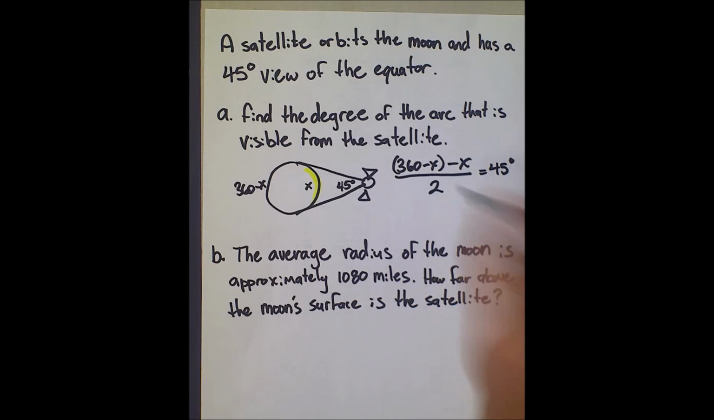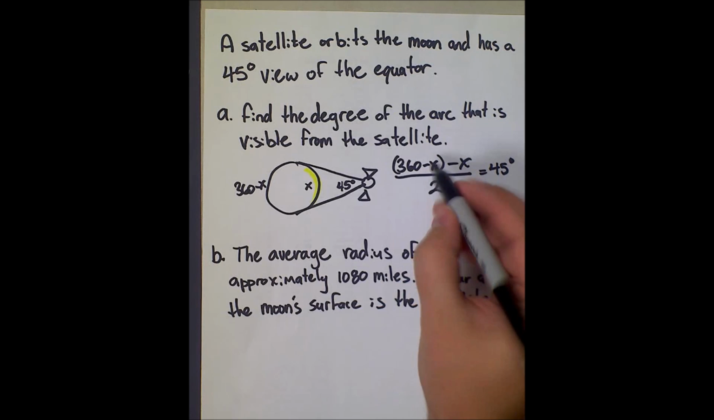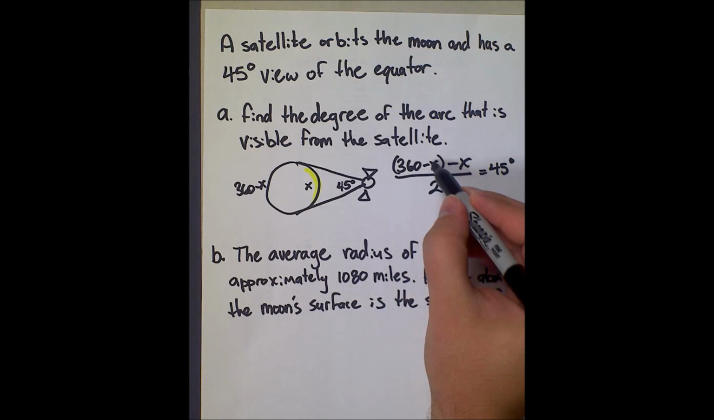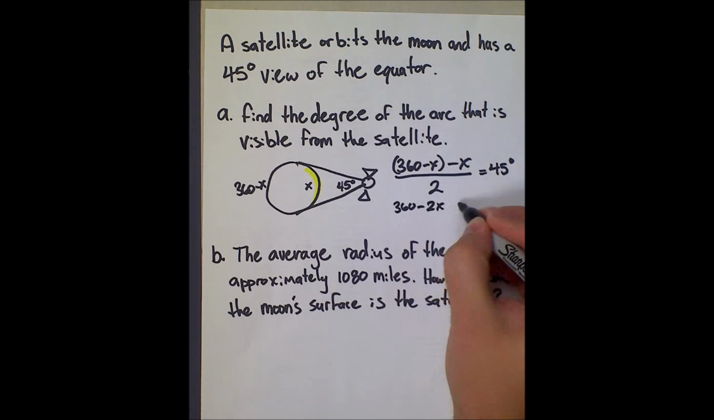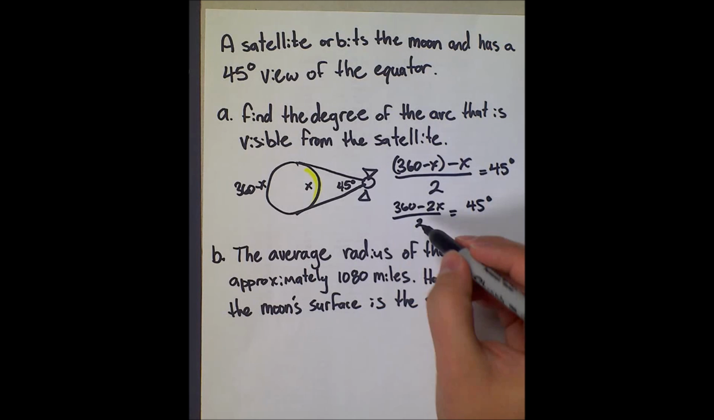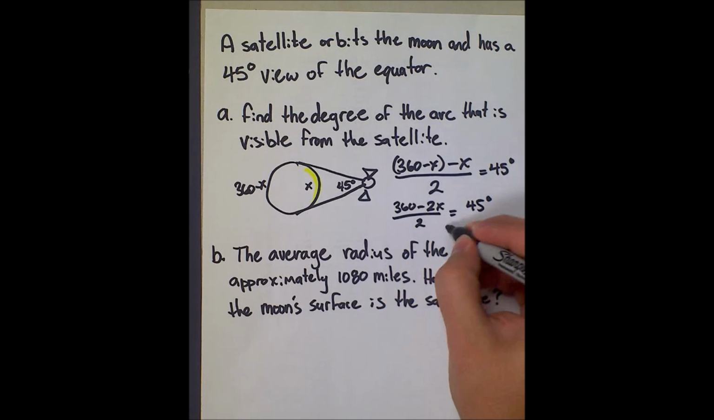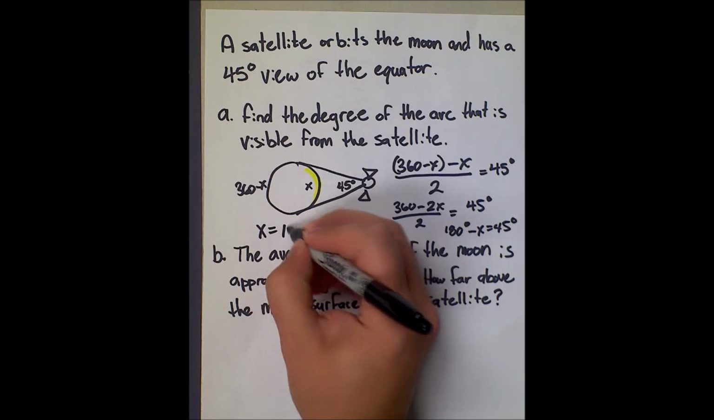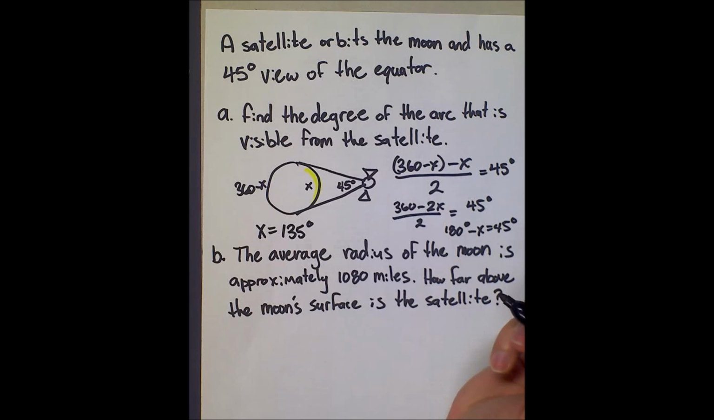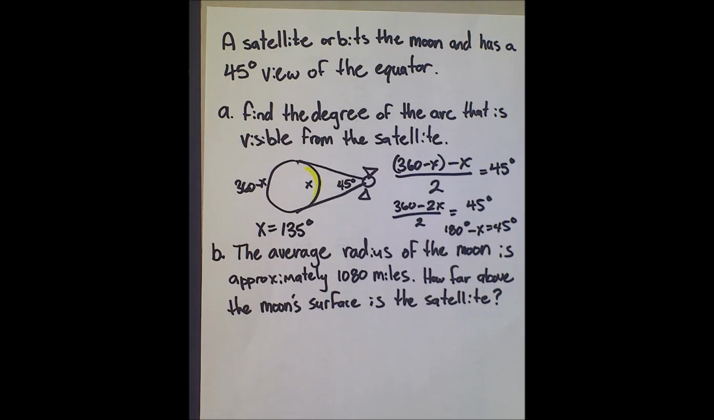And then it's just a matter of solving this. So 360 degrees minus x, and then minus another x, is 360 minus 2x. Divide this by 2. Subtract, and then divide by the negative, and we have x is equal to 135 degrees. So the degree of the arc that is visible from the satellite is 135 degrees.